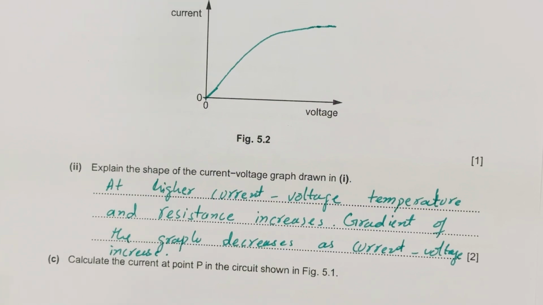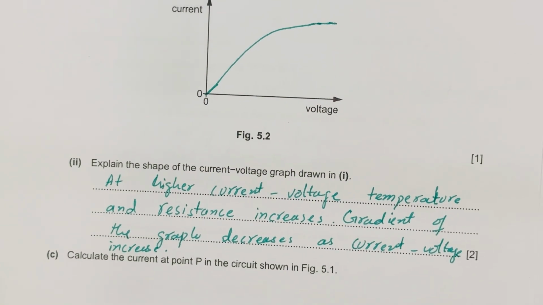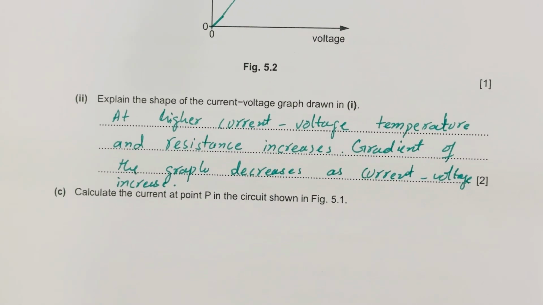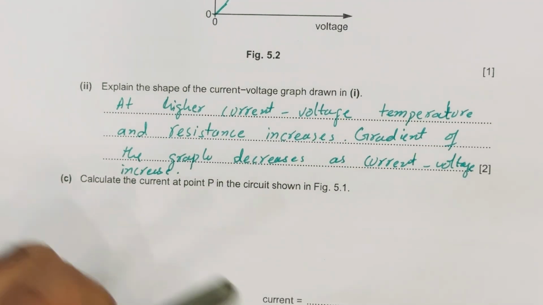Explain the shape of the current-voltage graph shown in the figure. At higher voltage, temperature and resistance increase, so the gradient of the graph decreases as the voltage increases. So this was the simple explanation of Ohm's law. Calculate the current at point P in the circuit shown in figure 5.1.